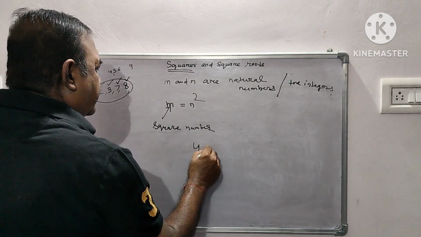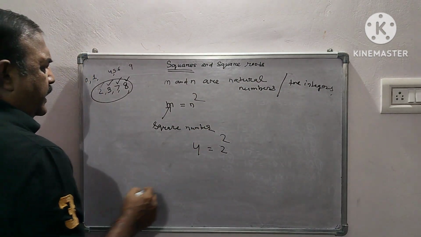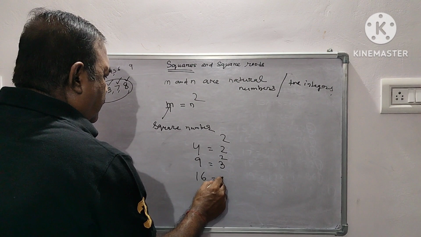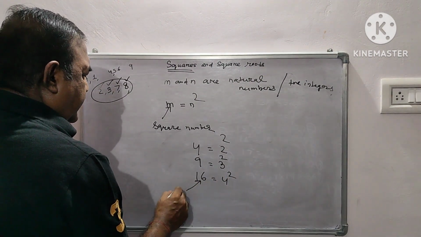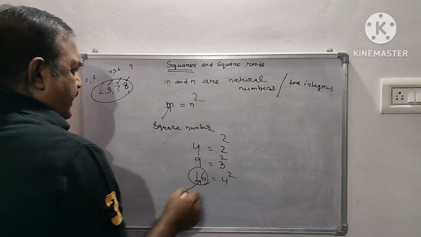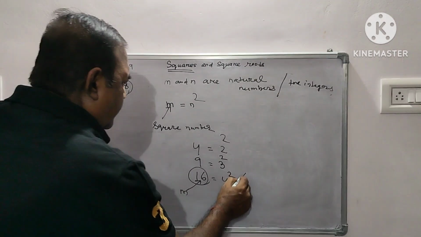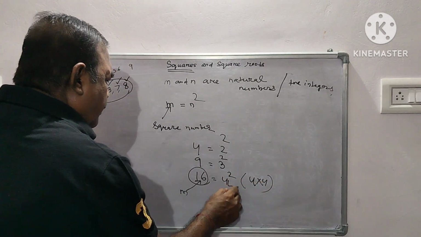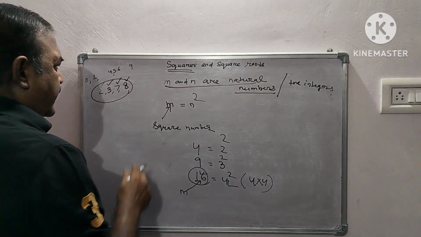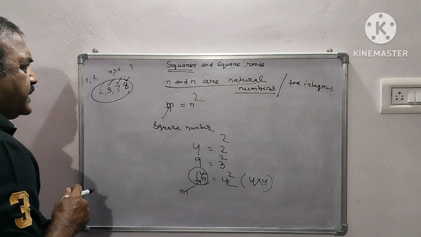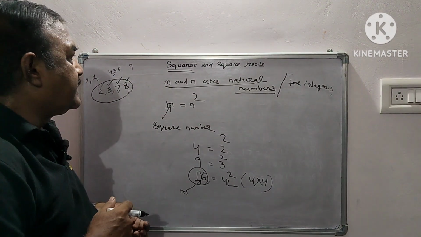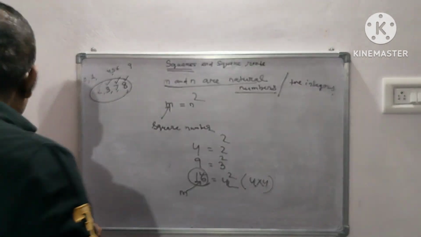You see, 4 is equal to 2 square, 9 is equal to 3 square, 16 is equal to 4 square. Here m is 16, which is a square number, and 16 is 4 square, the square of the number 4, that is 4 into 4. Both 4 and 16 are natural numbers. In general, if m is equal to n square, and both m and n are natural numbers, then m is a square number, like this.